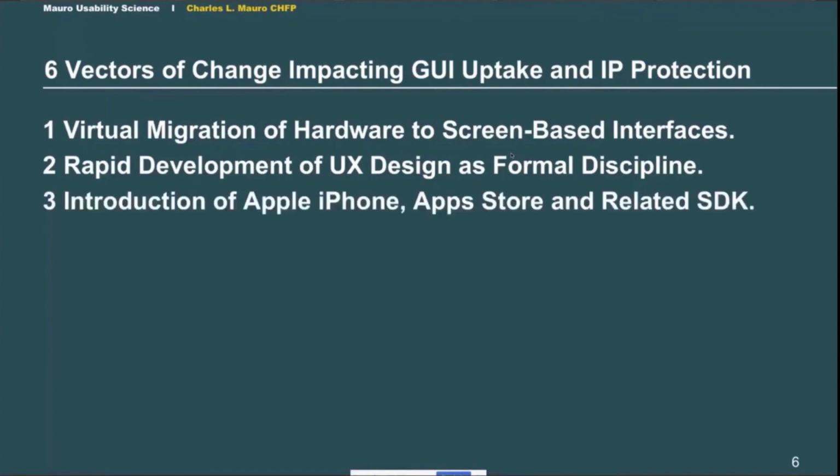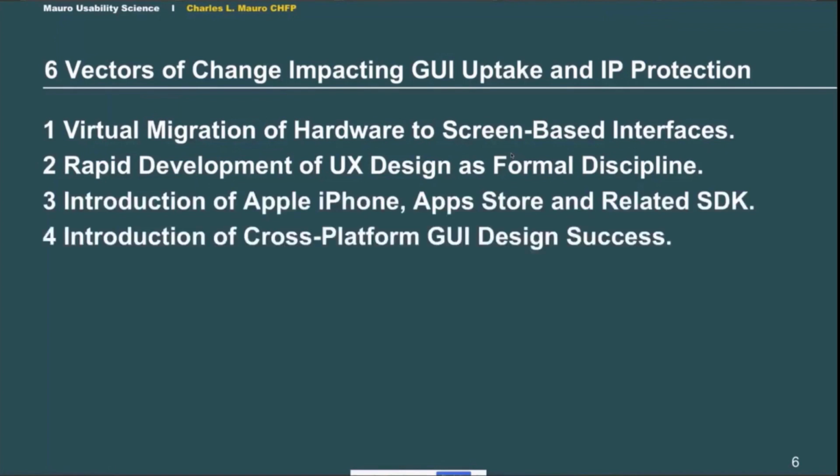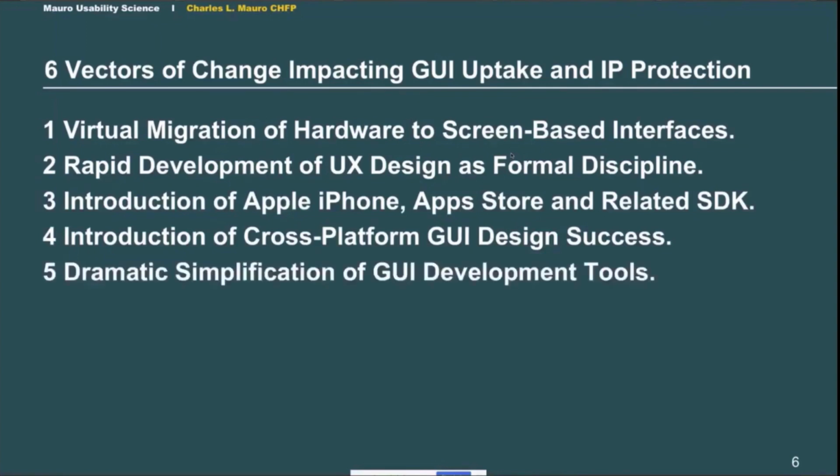Of course, the primary vector in growth was the iPhone, the App Store, and I've already gone over this briefly. The 4th vector would be the introduction of cross-platform GUI design. And this is where, for the first time, GUIs were developed first on the desktop, then on a mobile device, and now on a wearable device. So this cross-platform GUI design migration is also a major vector in the increase in the importance of GUI.